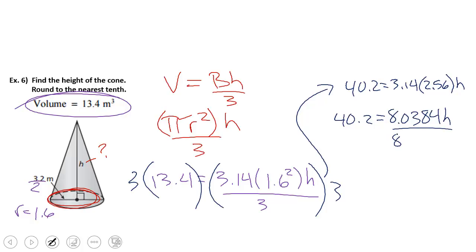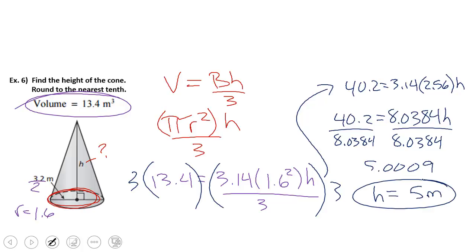And when we divide by 8.0384, we're going to take 40.2 and divide that by 8.0384, and we get an answer of 5.0009. Well, obviously we rounded the last one, so on this one by rounding, our height is 5 meters. We don't need all those decimals. That's so minuscule we don't even need to bother.